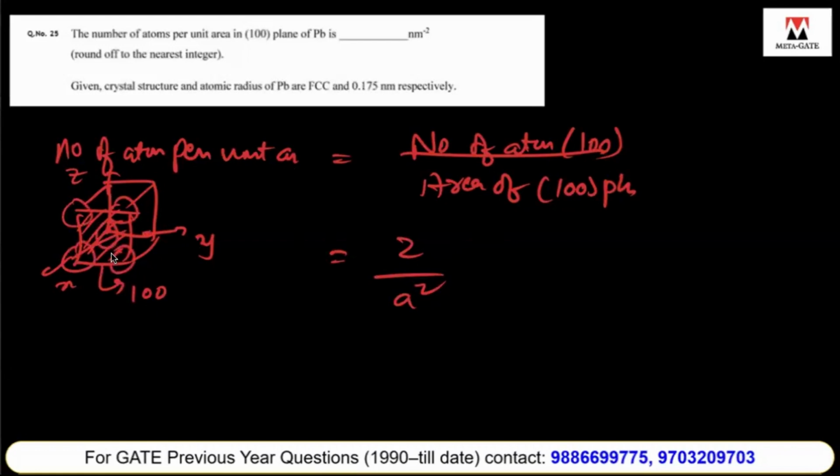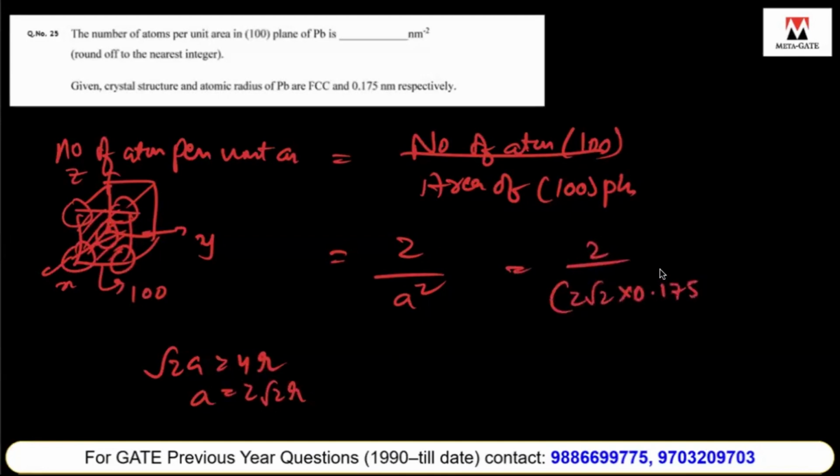So in an FCC crystal, root 2 a is equal to 4r. In the FCC crystal structure, along the face diagonal, the atoms will be touching each other. So root 2 a equals 4r, so a is equal to 2 root 2 r. Substituting these values here, 2 into root 2 into the r value 0.175, leaving it in nanometers itself, if you calculate this, you'll get nearly 8. So the answer is 8.